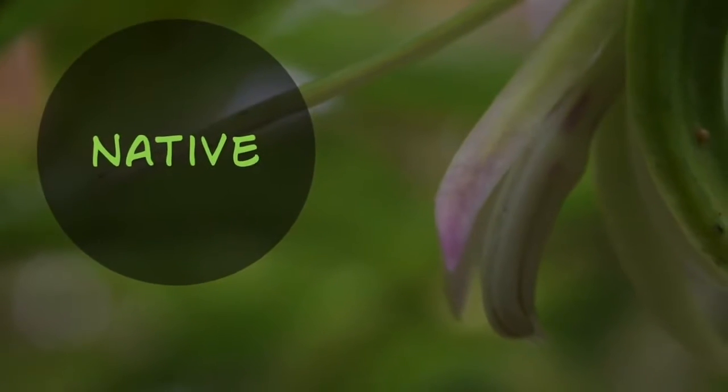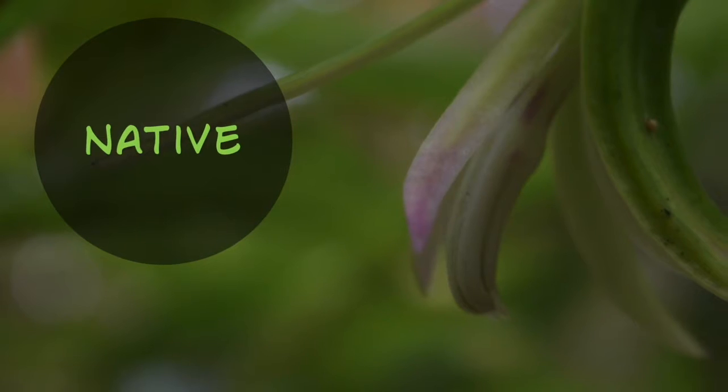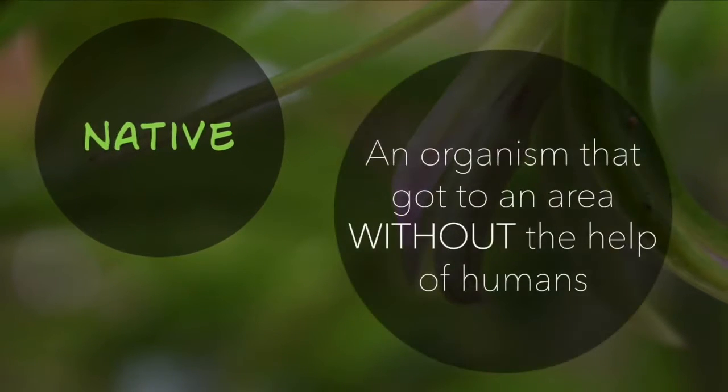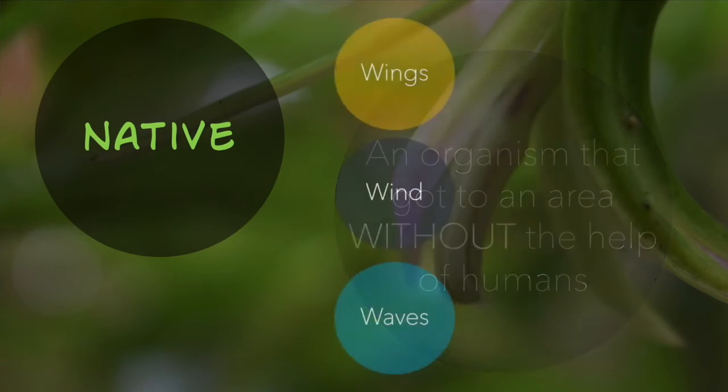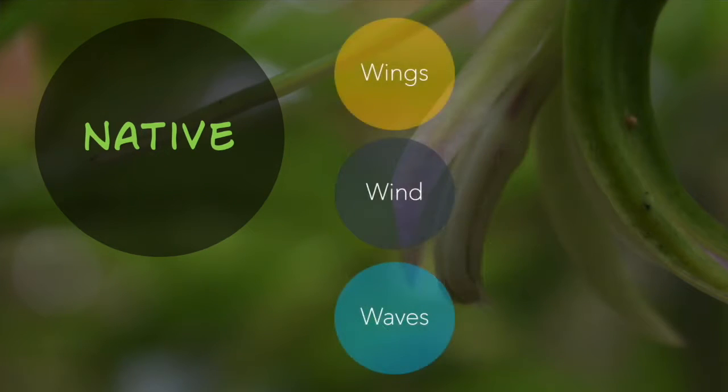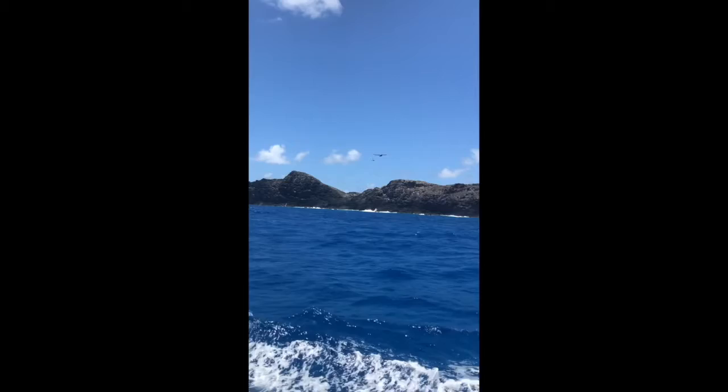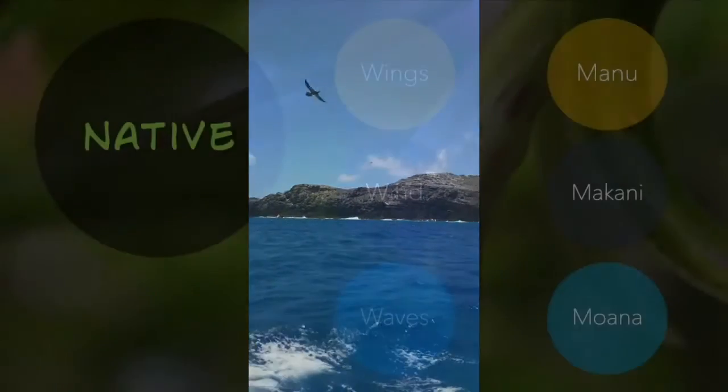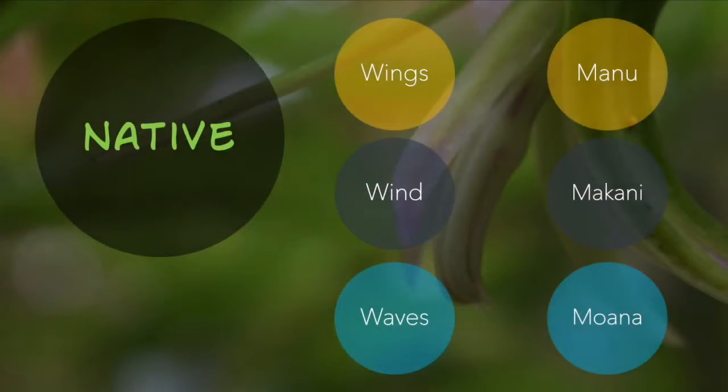A native species is an organism that arrived to an area without the help of humans. Here in Hawaii, these organisms were carried here by one or more of the 3 W's: wings, wind, or waves. Or in ʻŌlelo Hawaiʻi, nā mea e kolu: manu, makani, or moana.